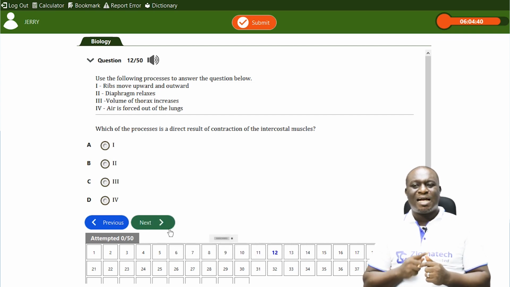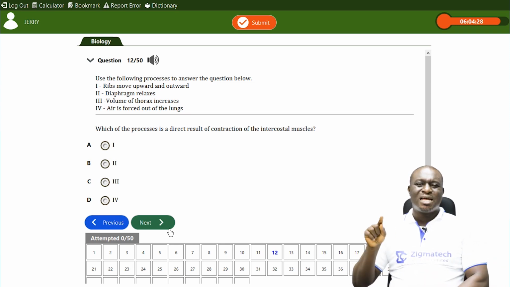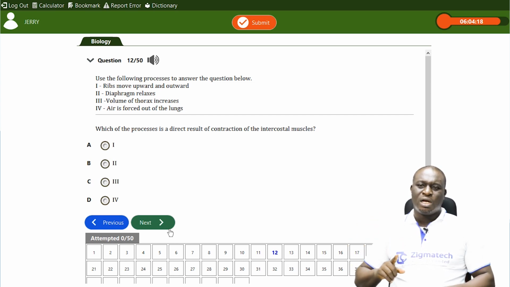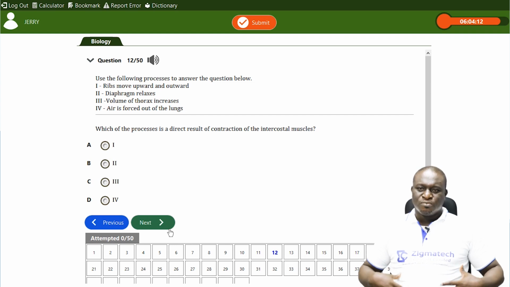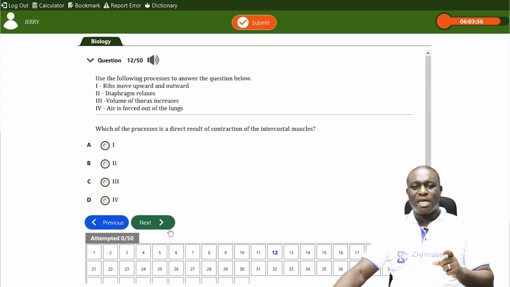Please take note. Every time the intercostal muscles contract, it means that the diaphragm is relaxing. Now, the diaphragm relaxes to form what we call a dome shape. So the contraction of the intercostal muscles occurs during expiration, and that is when the rib moves downwards and inwards, the diaphragm relaxes, the volume of the thorax decreases, and air is forced out of what? The lungs. So the correct answer to this particular question is Roman figure 2. So the intercostal muscles contract and then the diaphragm relaxes to form a dome shape.